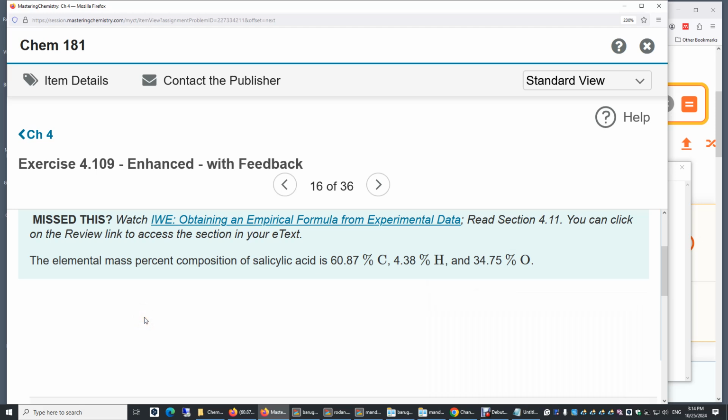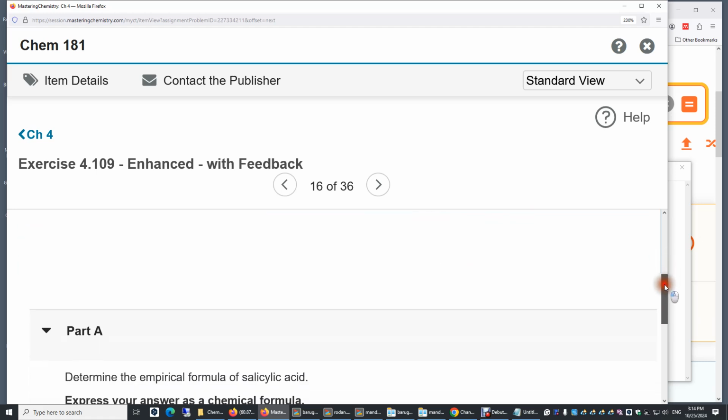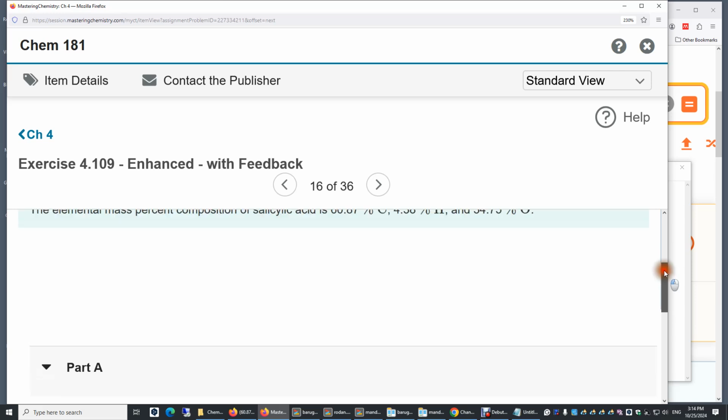Chapter 4, Exercise 4.109. The elemental mass percent composition of salicylic acid is 60.87% carbon, 4.38% hydrogen, and 34.75% oxygen. Determine the empirical formula of salicylic acid.